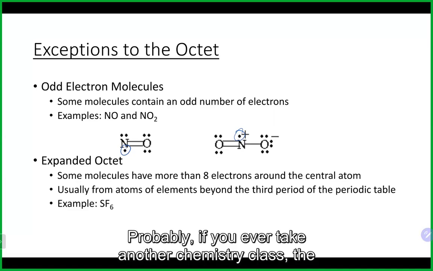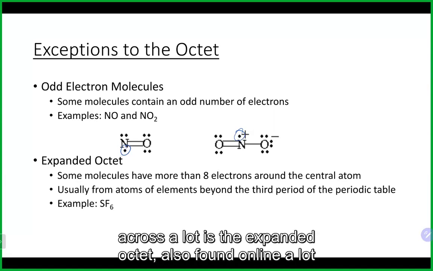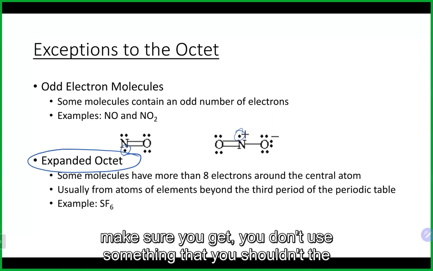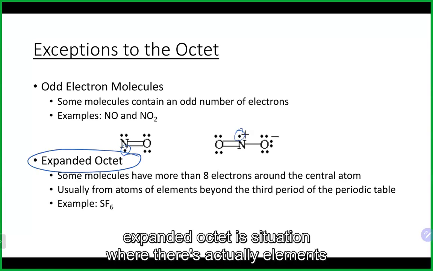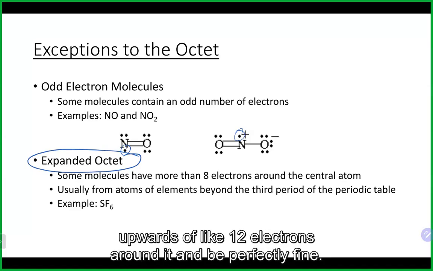Probably if you ever take another chemistry class, the most common exception to the octet rule that you come across a lot is the expanded octet. It's also found online a lot when you search, so you should be careful when you search to make sure you don't use something that you shouldn't. The expanded octet is a situation where there are elements that are perfectly good going above 8, and you could go upwards of 12 electrons around it and be perfectly fine.